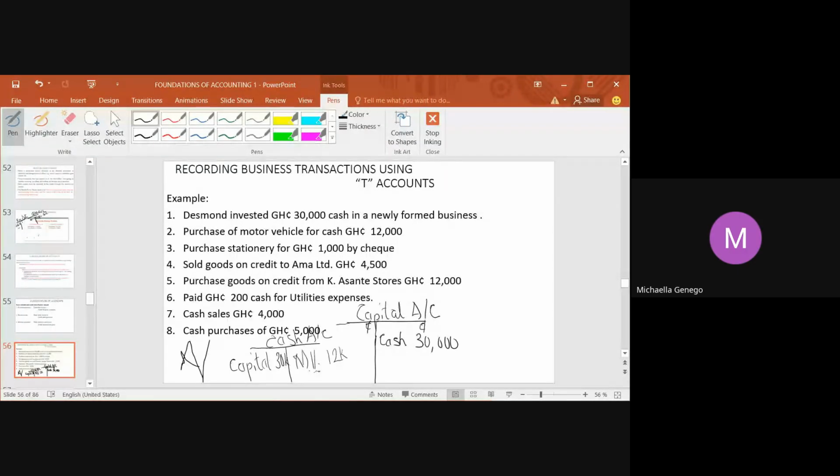Then the seventh one. That one too is cash. Cash sales. So which accounts are we opening? Which asset account are we opening?